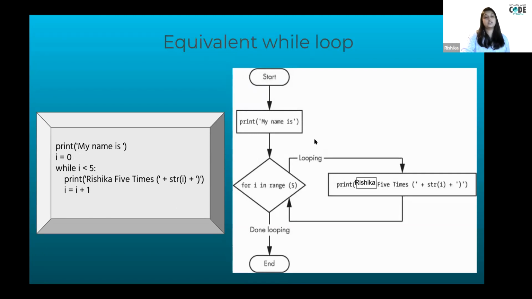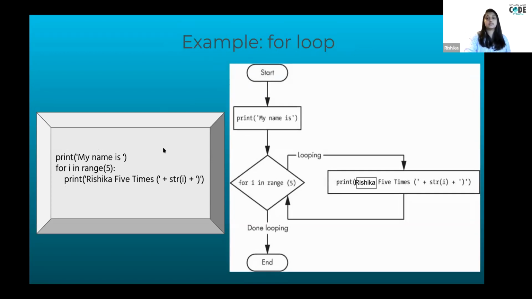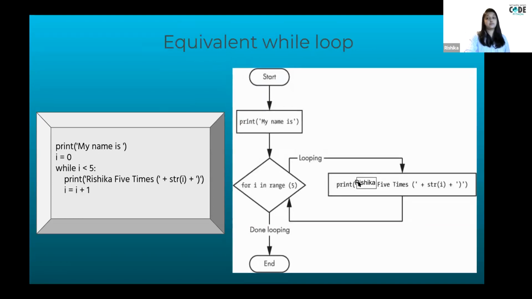And then just to show you an equivalent while loop to this. Again, we have this print my name is. This is outside of the loop. I don't want to get too much into the details of the code itself, but I just want to show you how we can have the same condition of printing Rishika out 5 times without a for loop. And here, our while loop is saying while i is less than 5, then we print it out.